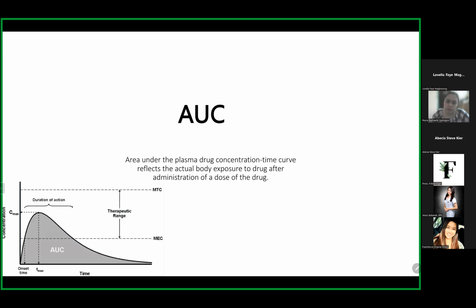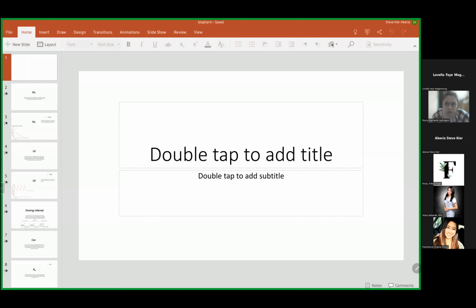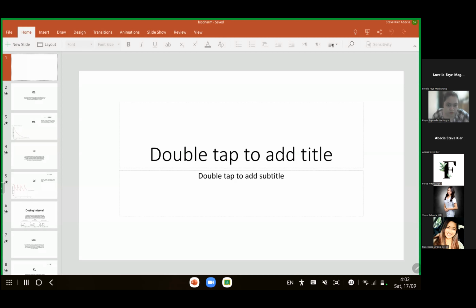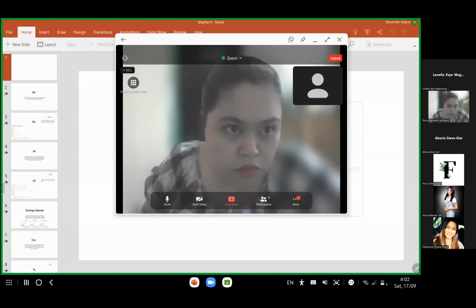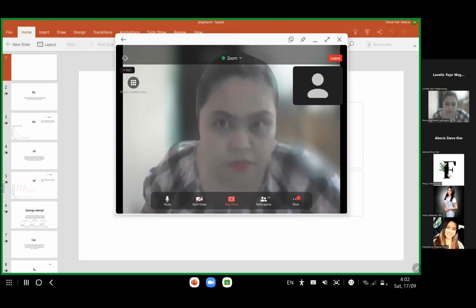There we can see our toxic concentration or minimum effective concentration in our therapeutic range. And that's basically it for this quite basic definition and some very simple way of computation of our biopharmaceutics, even though it does not really target what we need to learn from this, but it is a refresher for some of us. So thank you, classmates, and thank you, ma'am.